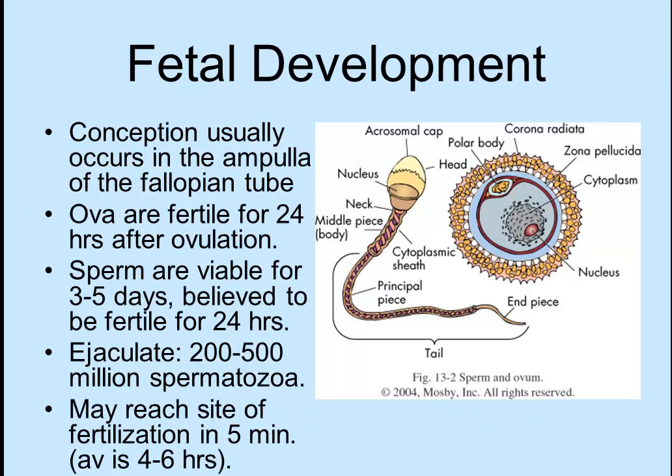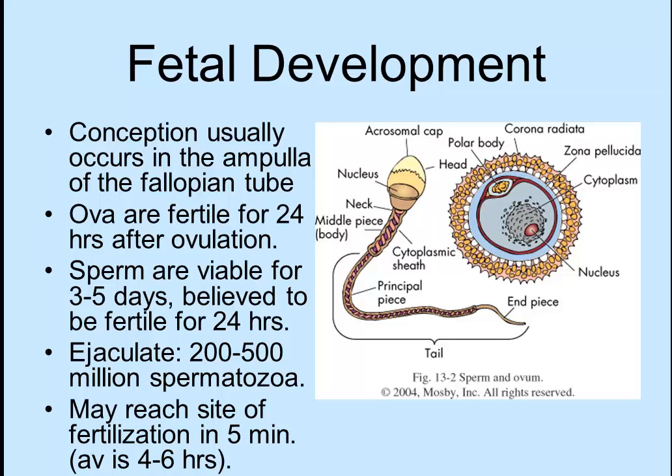We're going to talk about fetal development. Conception occurs in the ampulla of the fallopian tube. The ova are fertile for approximately 24 hours after ovulation. So once ovulation occurs, that egg is sent down the fallopian tube. It's now fertile for 24 hours. The good thing is that sperm are viable for 3 to 5 days. It's believed that they're the most fertile for 24 hours.